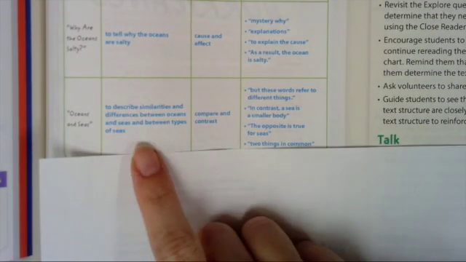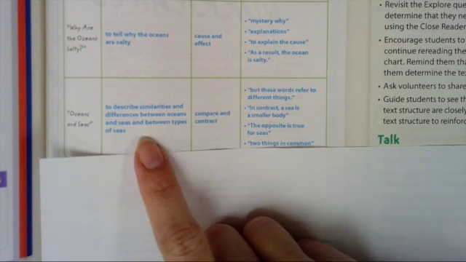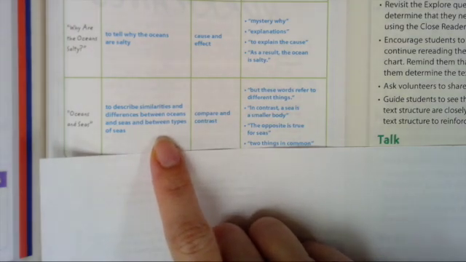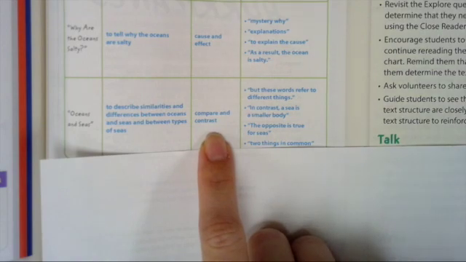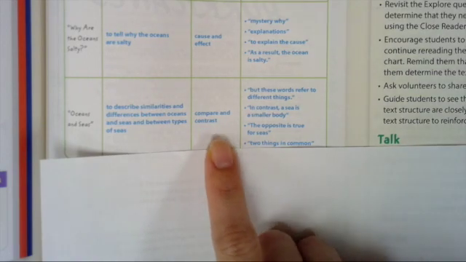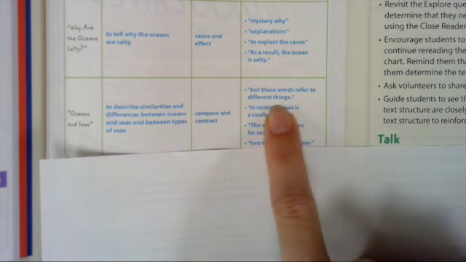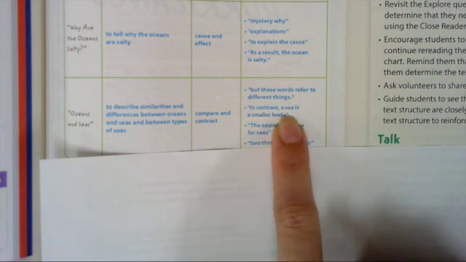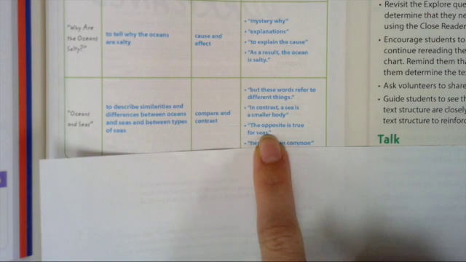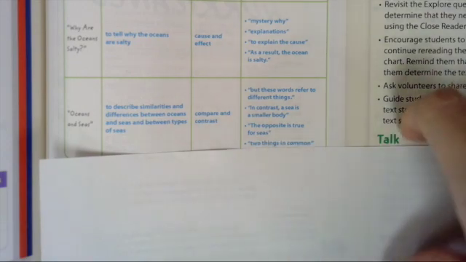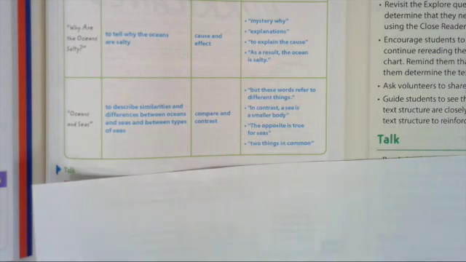Now our chart on page 221 for Oceans and Seas. The author's purpose was to tell us the similarities and differences between oceans and seas, and between types of seas. It was compare and contrast text structure. And the evidence of that text structure were the things that we circled. But these words refer to different things. In contrast, a sea is a smaller body of water. The opposite is true for seas. And two things in common. Telling how two things are in common is comparing those things. Telling how they contrast is telling how those things are different.